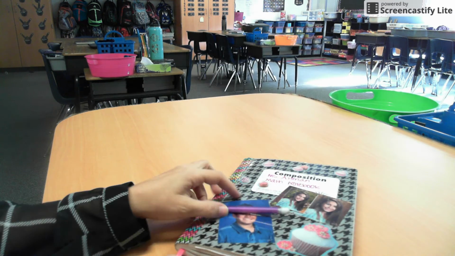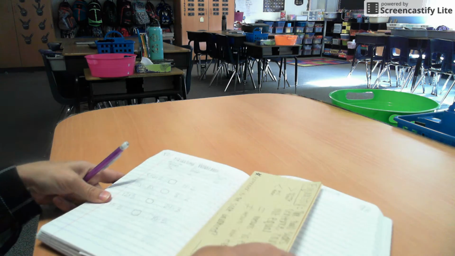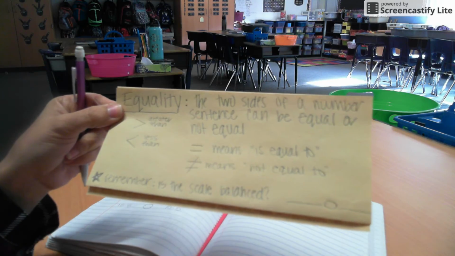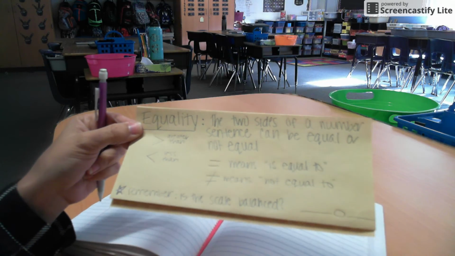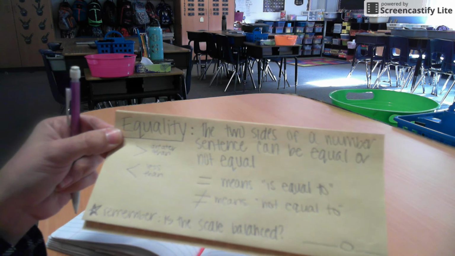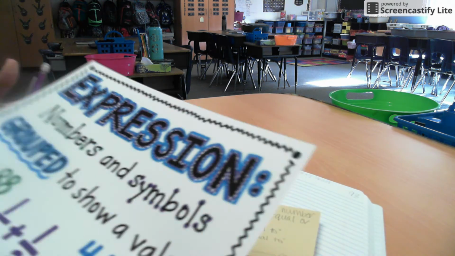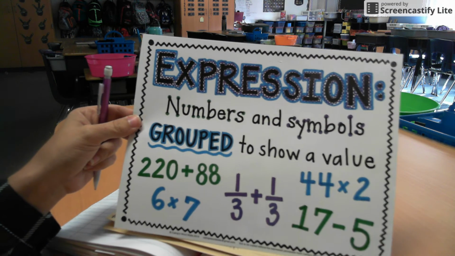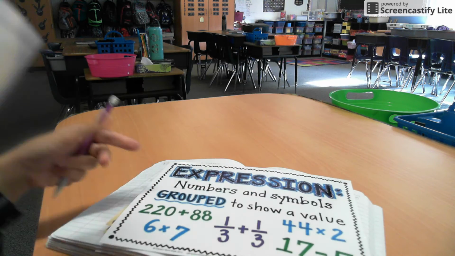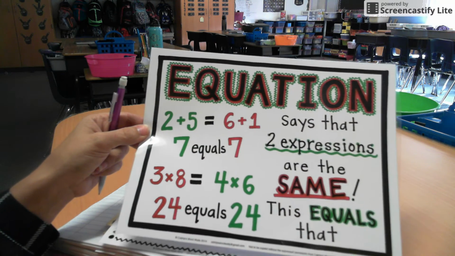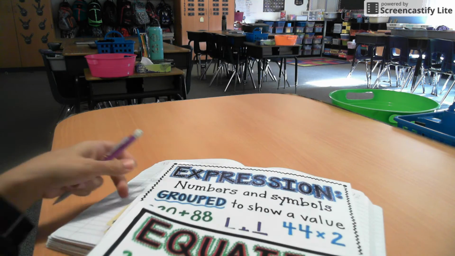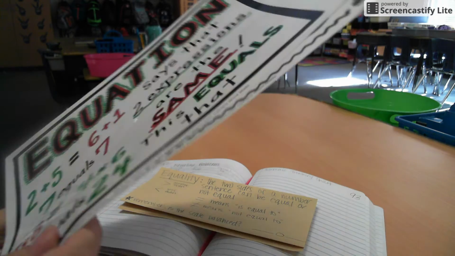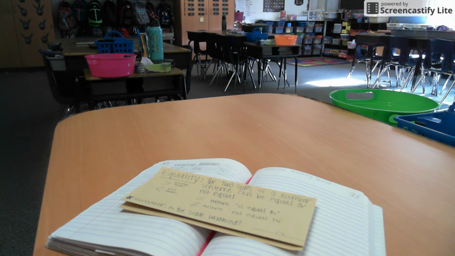All right, go ahead and open up to our foldable on page 93 from yesterday where we wrote down equality. And remember yesterday we talked about how equality is talking about equal and not equal within different expressions. And we talked about expressions using just the numbers and the symbols. And then we also talked about an equation. And we said an equation is where it uses the equal sign. And that's the difference between the expression and the equation, the equal sign. So that's what we're going to talk about a little bit today, our equations.